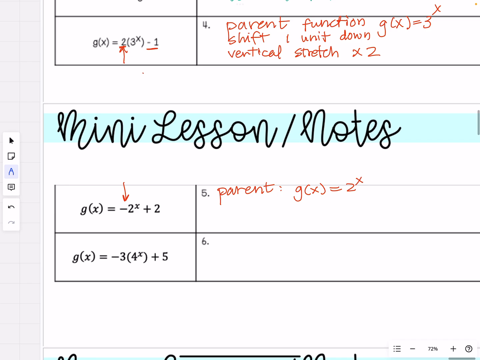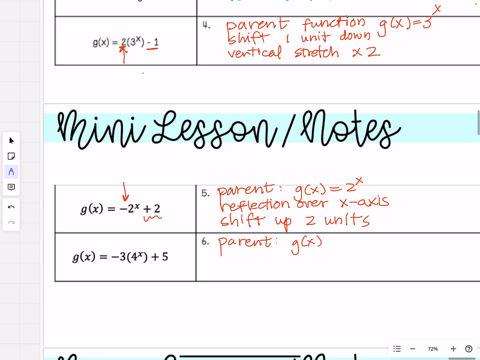And then we've got two transformations. We've got that reflection over the x-axis. Okay, and we also have what's going on at the end here. We are also shifting up 2 units. Okay, and the last one like this, our parent function. What do you think it is? Hopefully, you said g of x is equal to 4 raised to the x power.